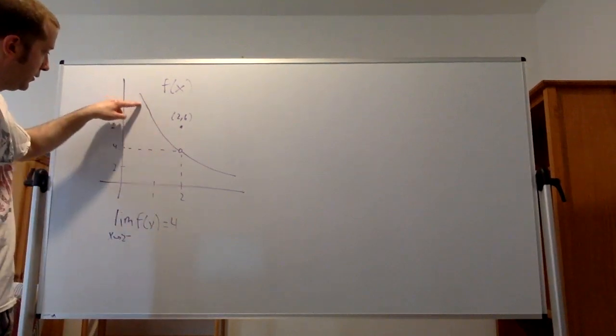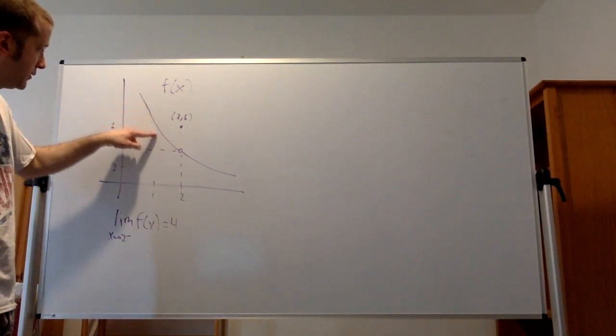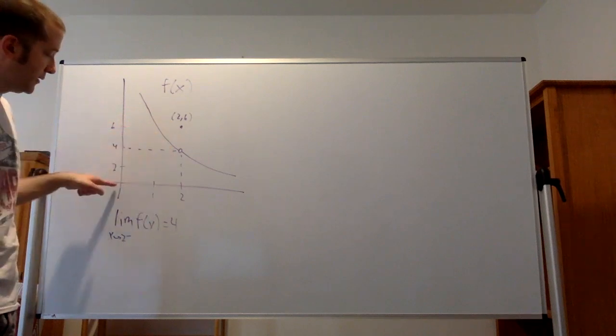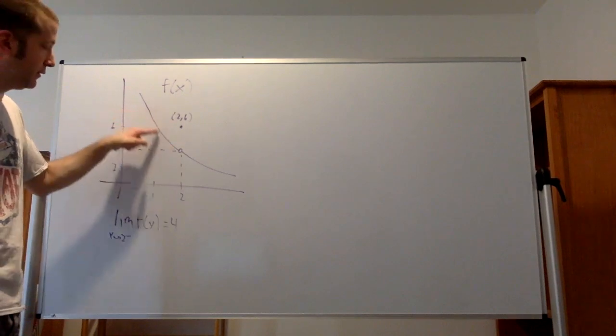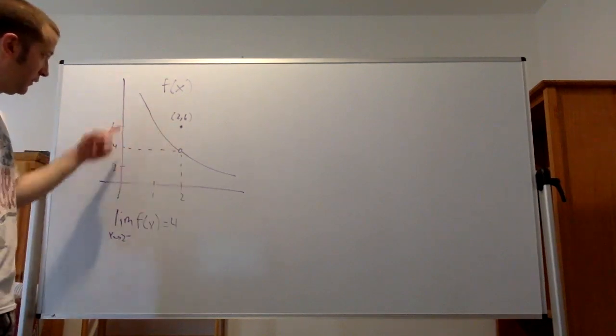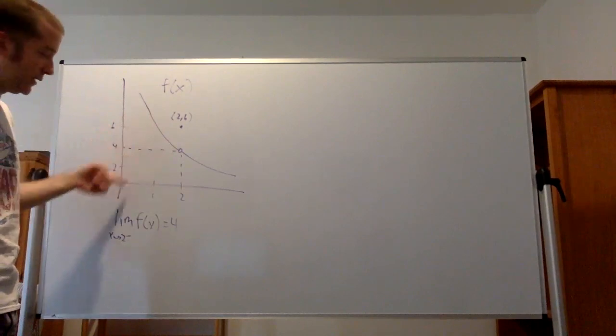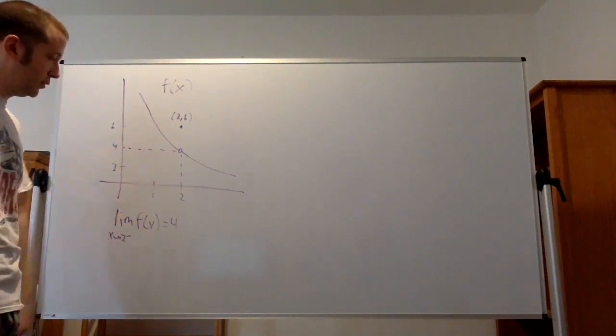So here, the y values are getting smaller, 6, 5, and as x gets very, very close to 2, f of x, meaning y, gets very, very close to 4. So I would say for this function, the limit as x approaches 2 from the left of f of x is equal to 4.